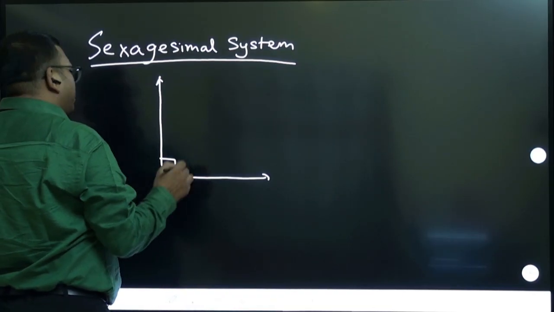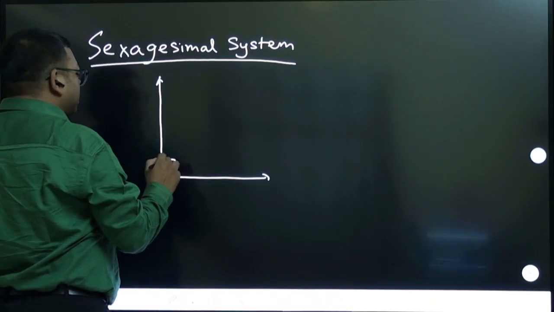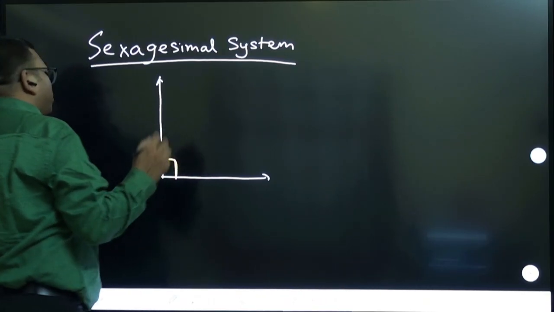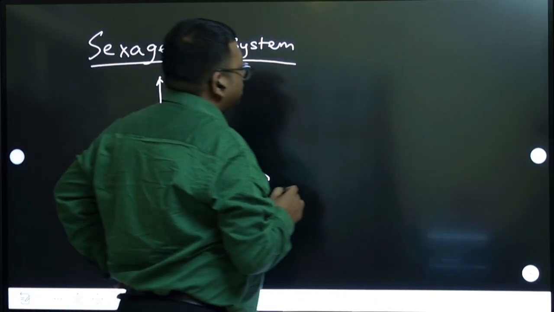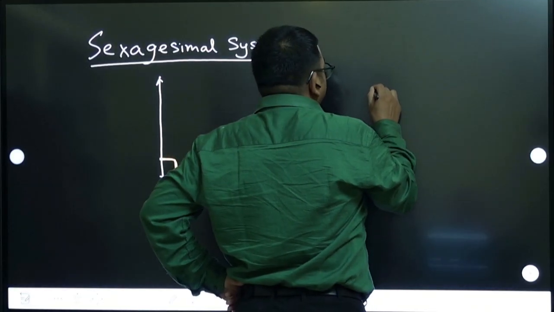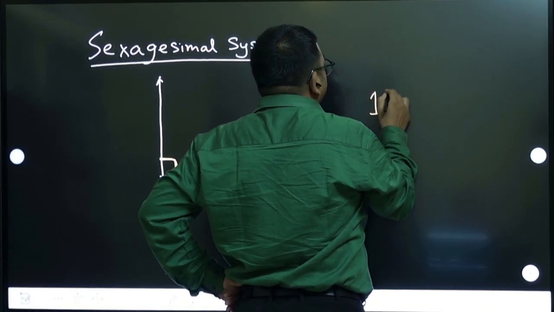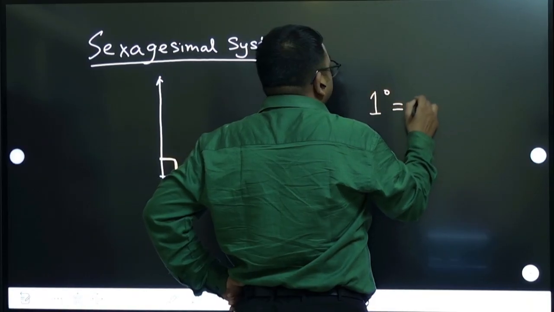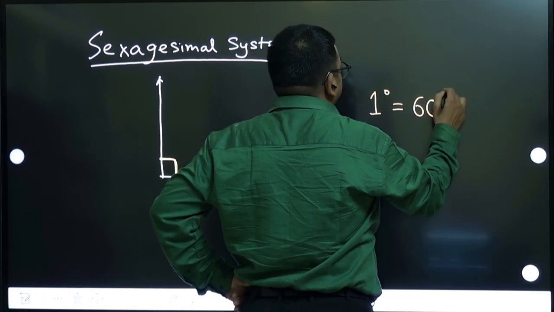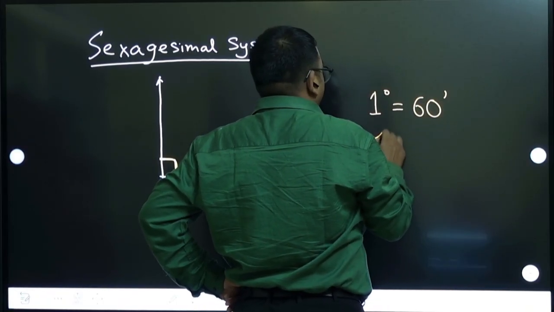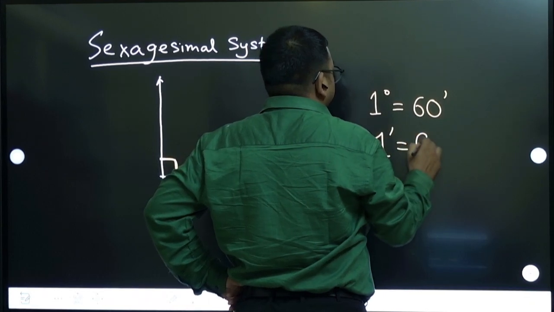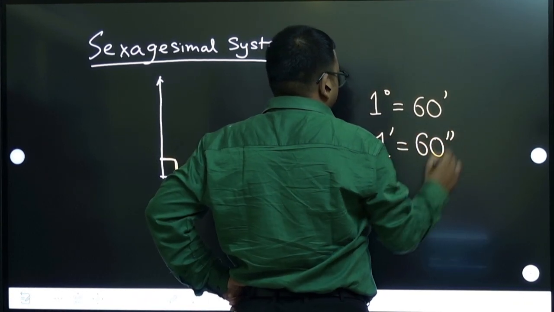So they will divide this angle, whatever it is, into so many parts. First of all, they say that 1 degree is equal to 60 minutes. This dash means minute. And 1 minute is 60 seconds.